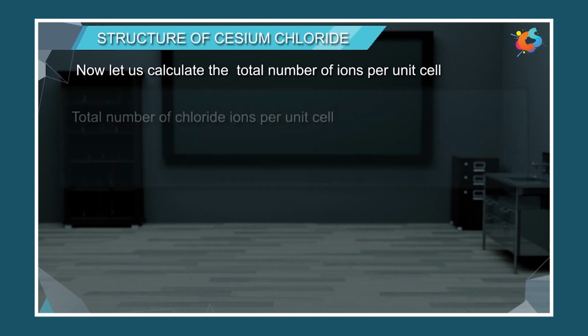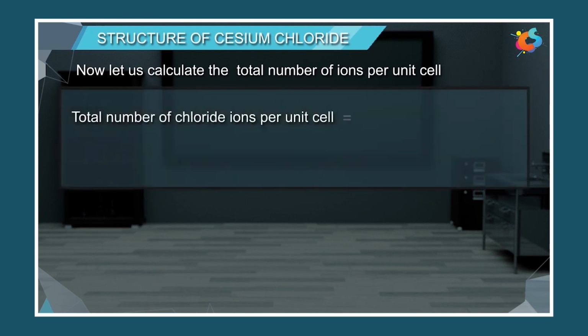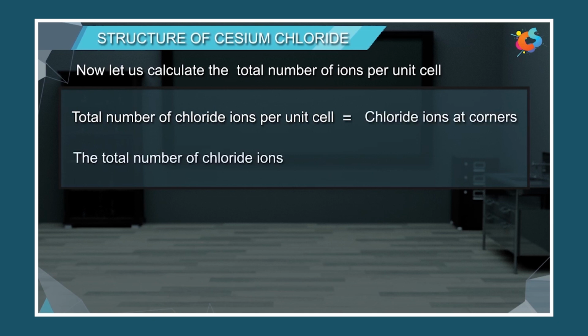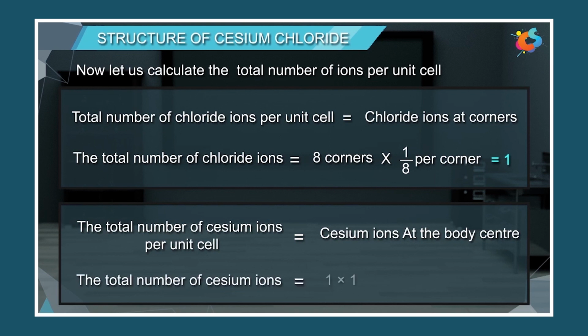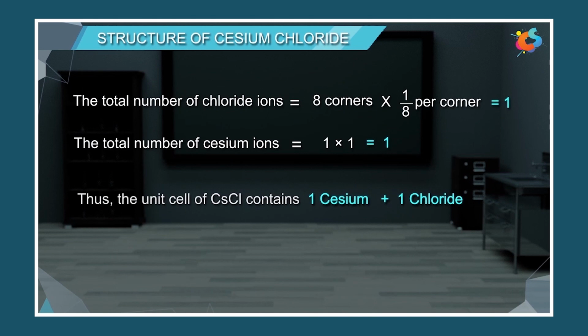Total number of chloride ions per unit cell is equal to chloride ions at corners, that is, 8 corners into 1/8 per corner, which is equal to 1. Total number of cesium ions per unit cell is equal to cesium ion at the body center, that is 1 into 1, which is equal to 1. Thus, the total number of chloride ions is equal to 1, and the total number of cesium ions is equal to 1. The unit cell of cesium chloride contains 1 chloride ion and 1 cesium ion.